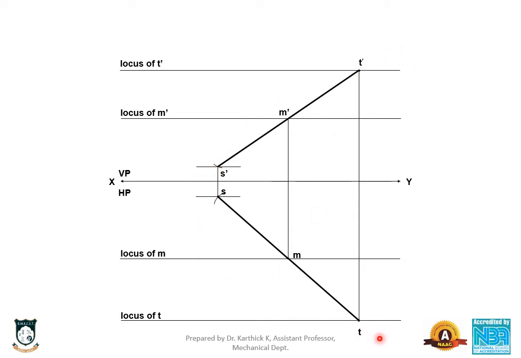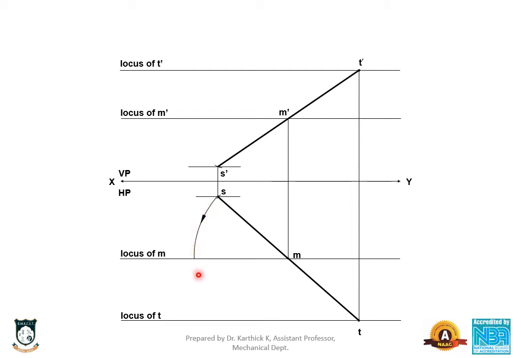What is the next step? We need to draw the true length, and we need to find out the true inclination. The next step is we need to draw the true length in the front view as well as in the top view. First I would like to start with the top view. For that you have to take your compass, right? M as center, S as radius, draw an arc up to the locus of M in this direction, right?